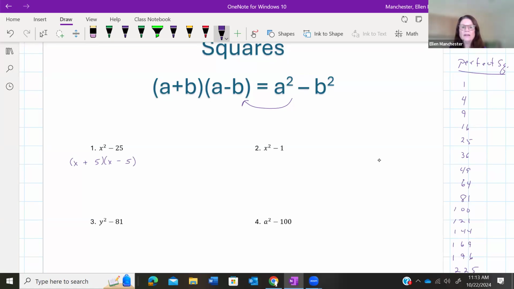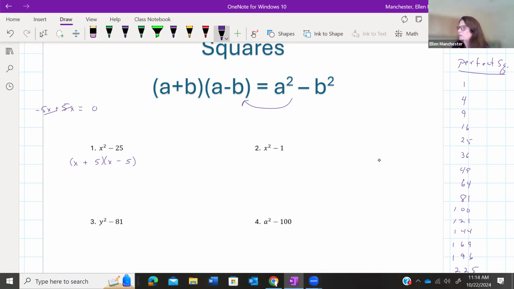And the reason for that is notice you don't have a middle term, right? You just have two perfect squares with a minus sign in between. So to check that, you're going to do the outside plus the inside again. So the outside is negative 5x. The inside is positive 5x. Those cancel to 0. That's why there's nothing there.